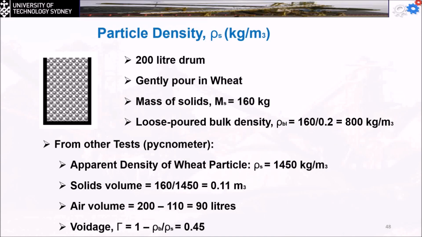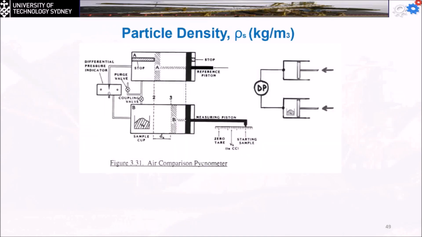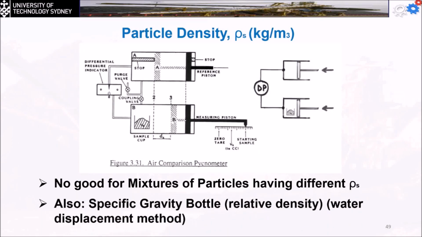So these are some of the tests we can do for the particle density procedure, by having two pistons which are going to do the measurements by compressing and tell you exactly what the air volume is that goes to the other side. This can be done by measurements or simply by calculations. Usually it's not good for a mixture of particles having different rho values. Also the specific gravity bottle, which is the relative density or the water displacement method, can be used.